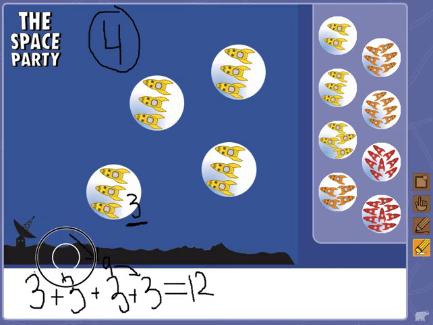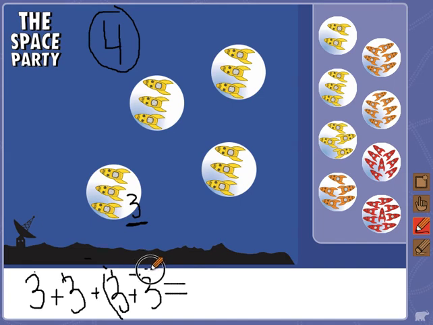Or you could look at it like this. You could say you have 3 plus 3 over here, which you know is 6. And then you have 3 plus 3 over here, which you know is 6. And we know 6 plus 6 is 12. That's another way you could do it.